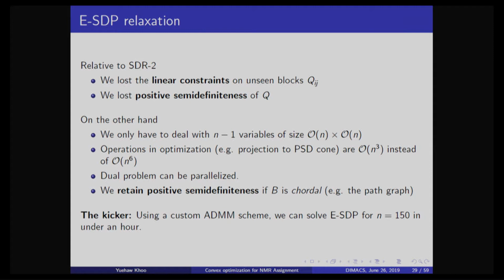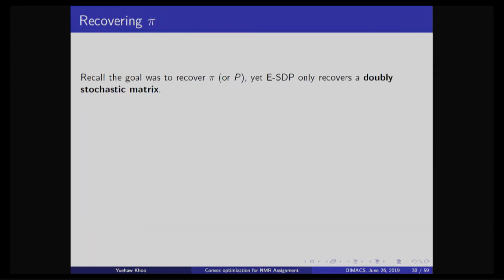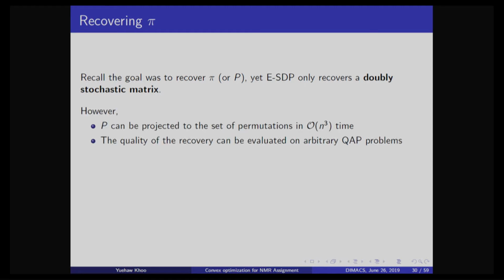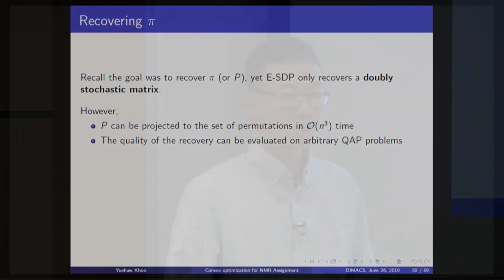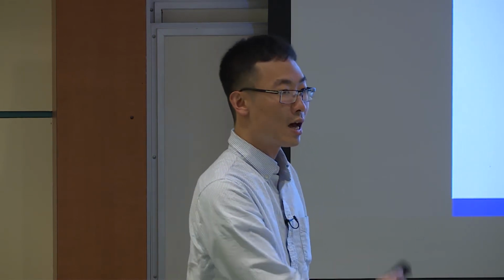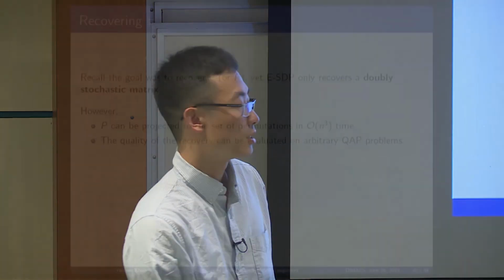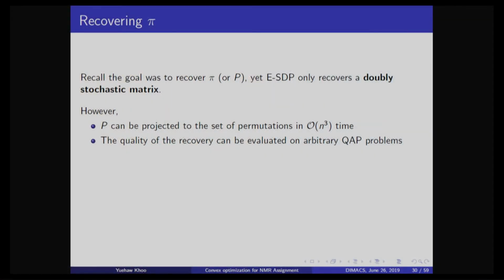So for a size n equals 150 graph, we are actually able to solve this problem within an hour. This is a convex relaxation which gives us a lower bound for the quadratic assignment problem, and we can also get an upper bound by projecting the doubly stochastic matrix P into a permutation matrix. That's a characteristic of the method that we're proposing.